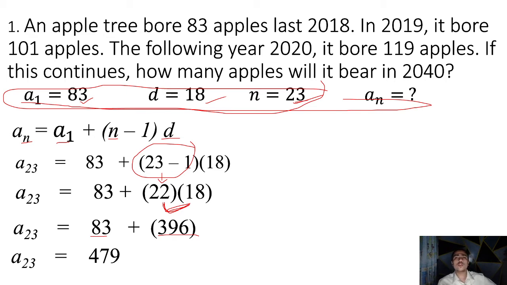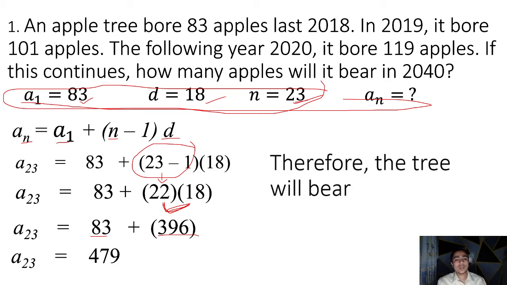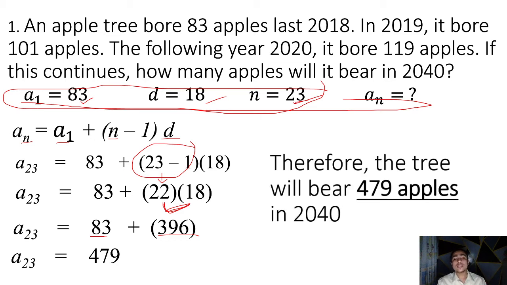That is the purpose of using a formula. Kaya dinivise yung mga formula to lessen the work. Okay? So, hindi ko pa rin sinasabi na mali kung gusto magmano-mano. Just make sure na precise or tama lahat ng step by step mong ginagawa. Okay? Ganun din siyempre sa paggamit ng formula. So, therefore, the tree will bear 479 apples in 2040. Okay? So, this time, it is an arithmetic sequence.